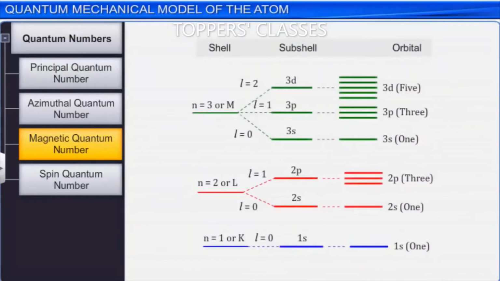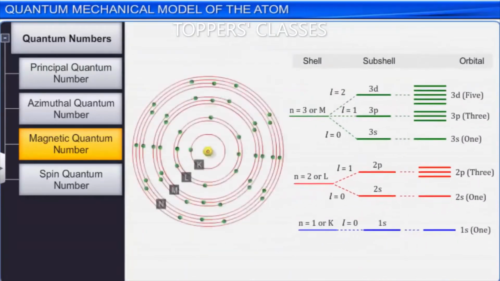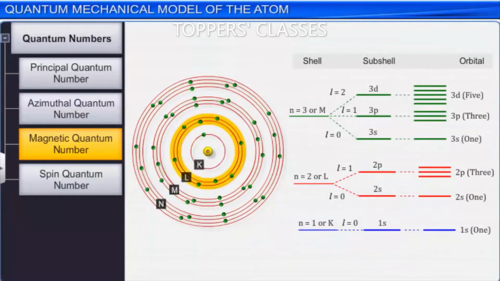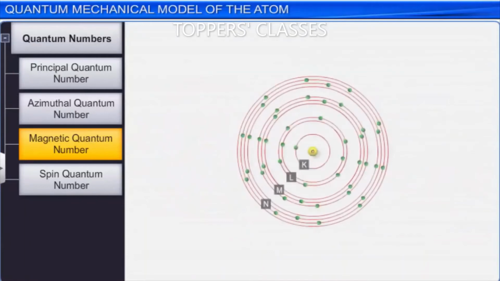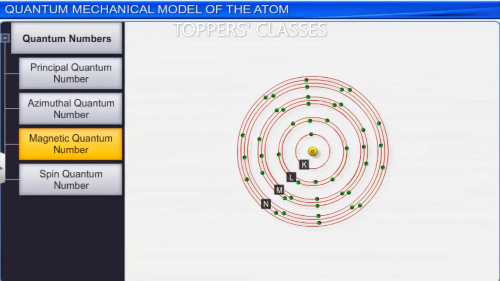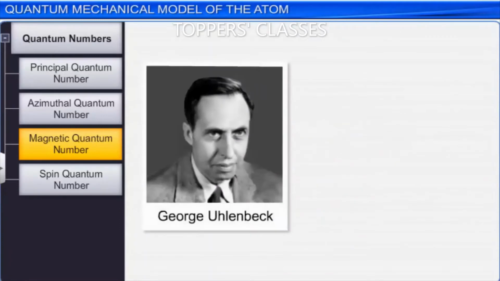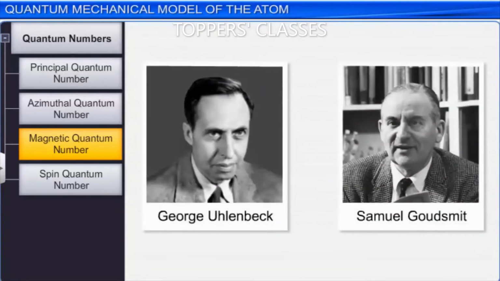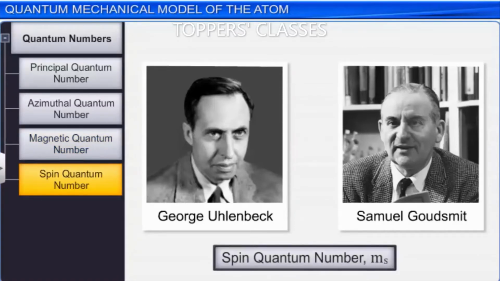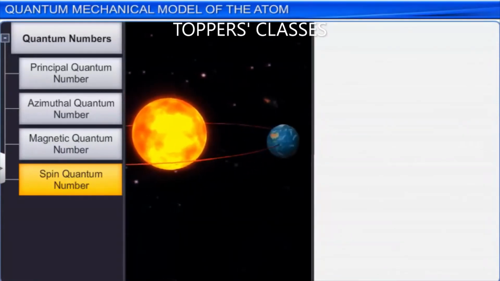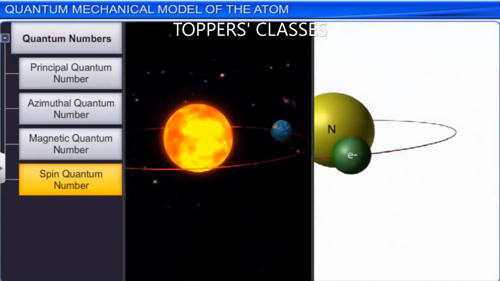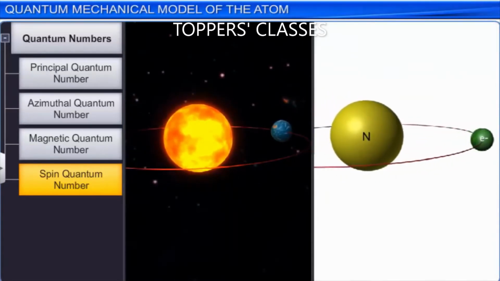However, these quantum numbers fail to explain the presence of closely spaced lines, doublets or triplets in the atomic spectra of multi-electron atoms. To explain these lines, in the year 1925, George Uhlenbeck and Samuel Goudsmit introduced the 4th quantum number called the electron spin quantum number, or ms. The two scientists suggested that just like the planet Earth, an electron rotates around its own axis while revolving around the nucleus.